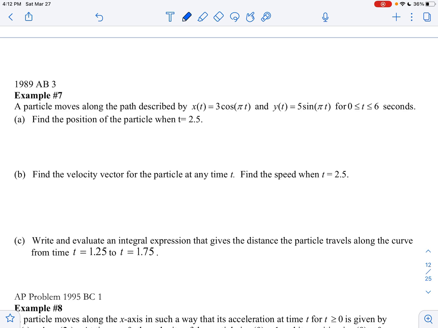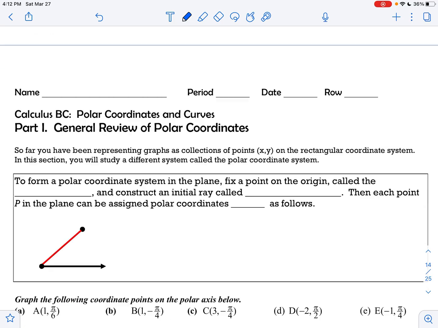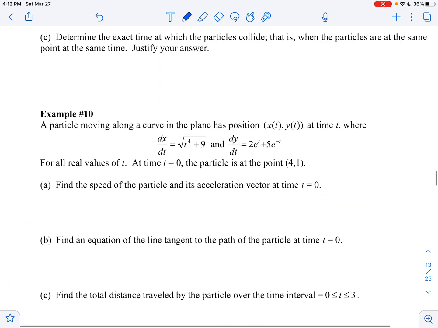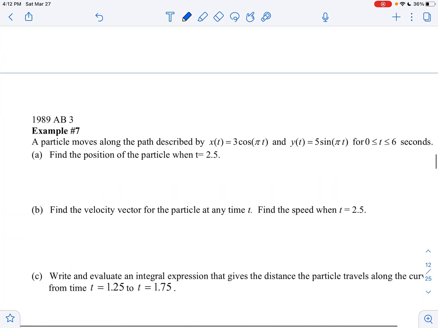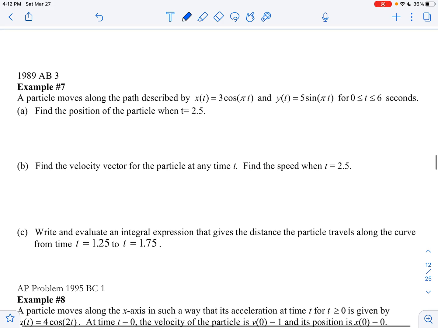The position is something we can find if we have the position function, simply by plugging in using direct substitution and evaluating. We must evaluate all trig functions. So as we plug in 2.5, we also want to make sure that we complete the evaluation on the unit circle. So cosine of 5 pi over 2, comma, 5 sine of 5 pi over 2.